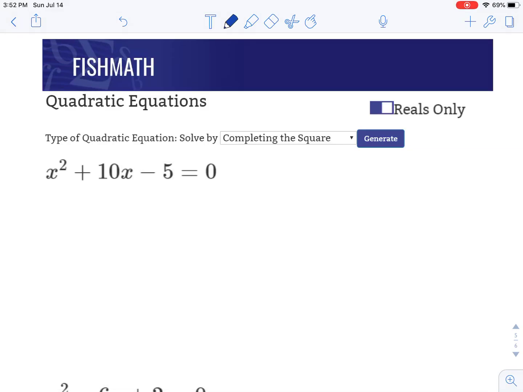Hi everyone, we're looking at how to solve a quadratic equation by completing the square. So what we're going to do is actually draw a square, and we're going to show what the completing looks like, so you can visually understand what that method is actually trying to say.